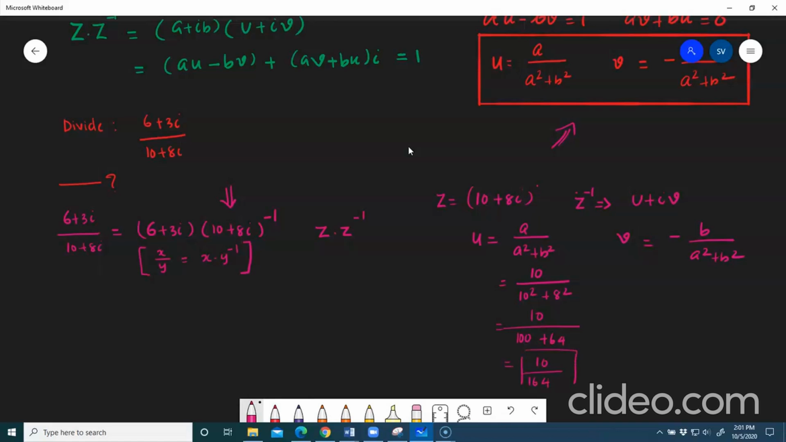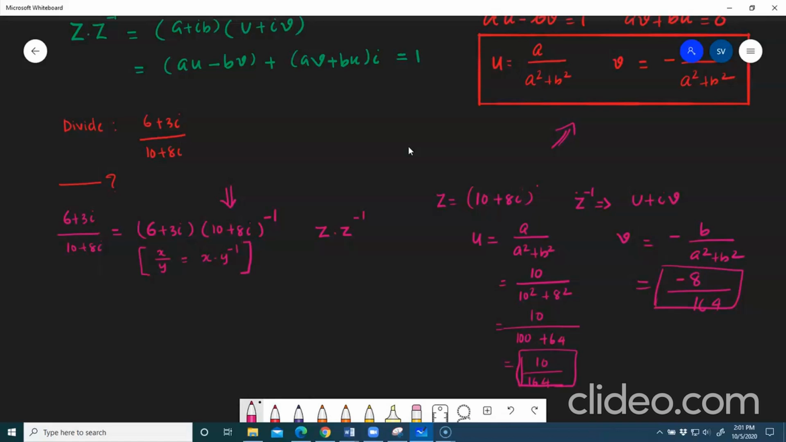So this is the value of u. And what is v? V is minus b over a square plus b square. b is 8, so negative b is negative 8. A square plus b square is already calculated, that is 164. So negative 8 over 164. Okay, you can simplify if you need.